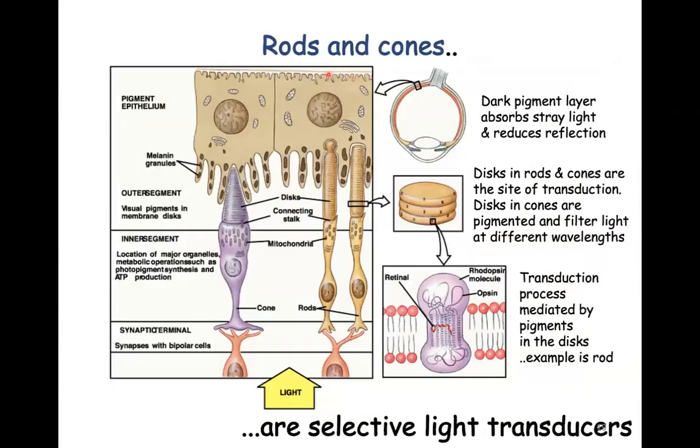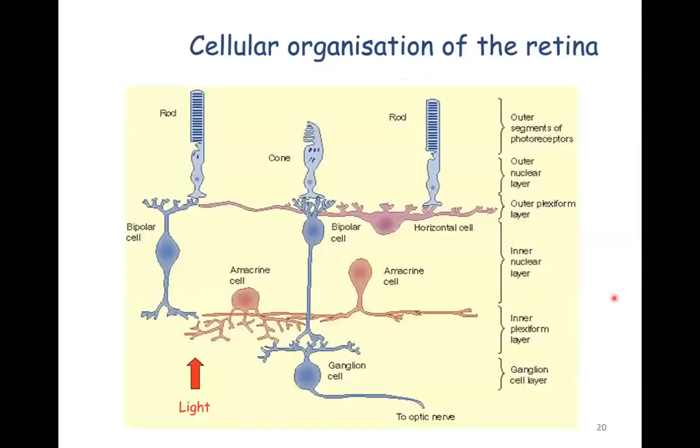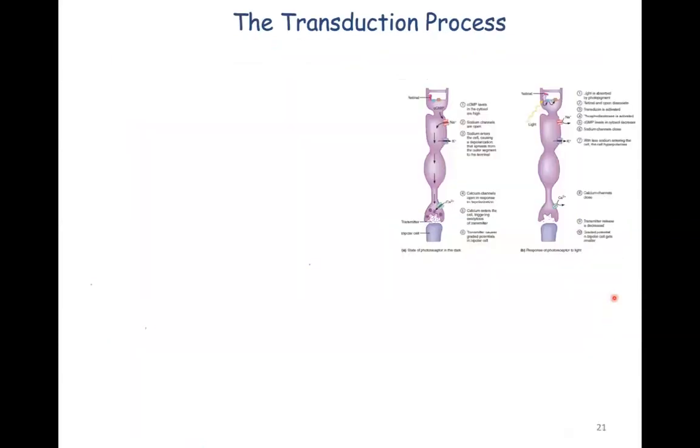Okay. So rods and cones are selective light transducers. The dark pigment layer of the retina absorbs stray light and prevents reflection. The discs in the rods and cones are the site of transduction. Discs in cones are pigmented and filter the light of different wavelengths, and this is what allows cones to actually detect different colors. The transduction process is mediated by pigments in the discs. For example, the rods have a certain pigment, rhodopsin. So these are things that we've already covered.